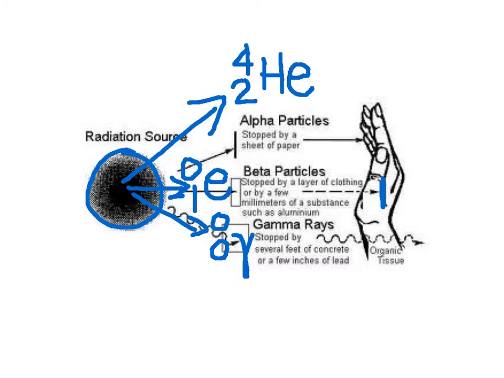Gamma rays, though, can go right through. They go right through our tissues and our bones, and they can even go through some concrete. And so we're going to talk about that also, the gamma rays. So our first particle we're going to talk about is alpha.